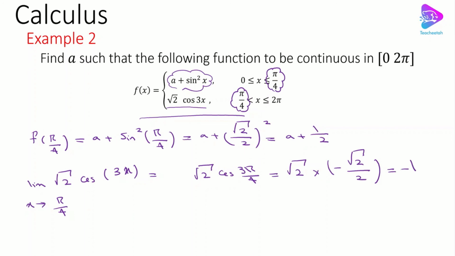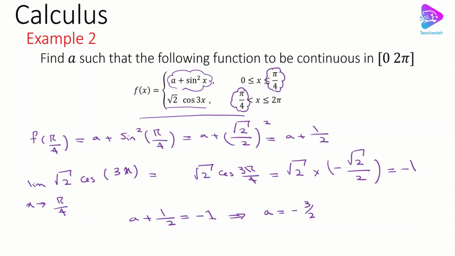Okay, and based on the definition of continuous function, it is going to be a plus 1 over 2 equals to minus 1, and this is going to make a equals to minus 3 over 2. So if you look in here, we are approaching pi over 4 from the positive side, from the bigger side basically. So we have to consider that in here too. So it's not pi over 4 from the left side, it's pi over 4 from the right side.